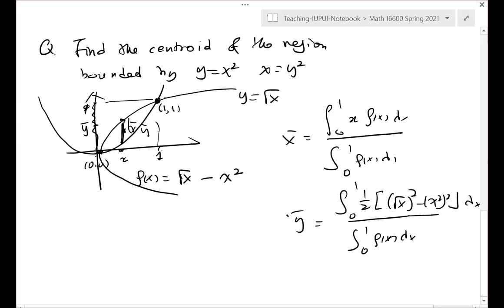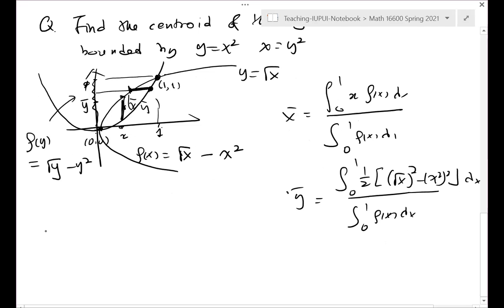So the y bar should be the centroid of the interval on the y-axis with the density function. The density function is a function of y. This is a projection of that line, the length of that line segment. So the density function rho of y is going to be the difference of these two x coordinates. The one on the right is square root of y, since y equals x squared. The one on the left is x equals y squared, so it's y squared. So very similar. So y bar is going to be the integral from 0 to 1 of y rho of y dy.